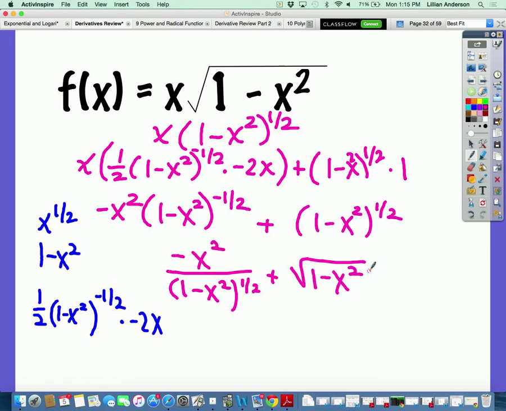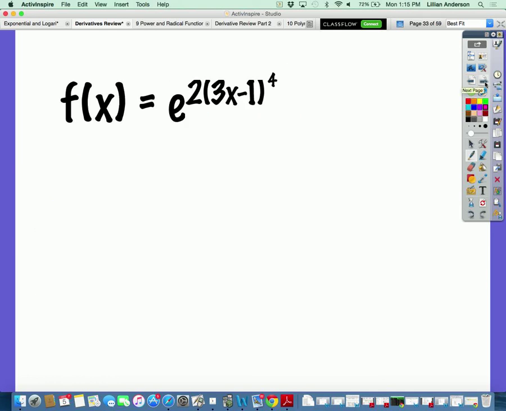I think we've got time for maybe one more. Let's do one together, put one in your notes, okay? This is a double chain rule. Chain rule is not that hard.